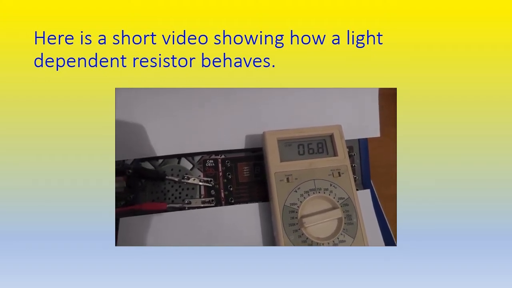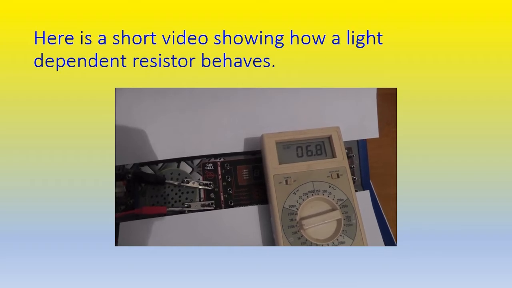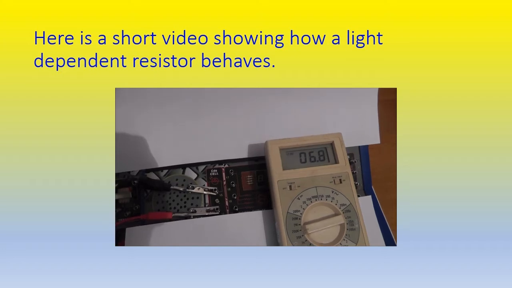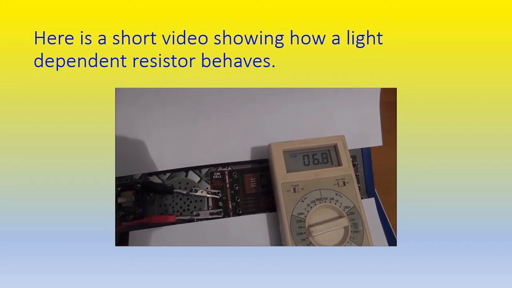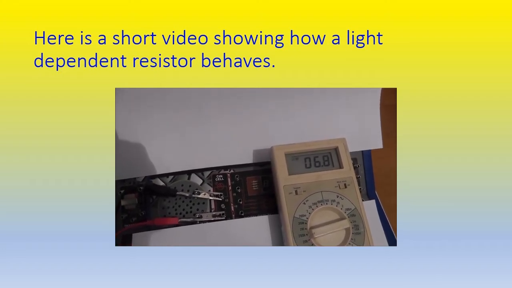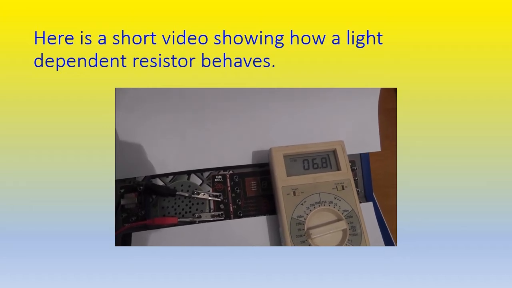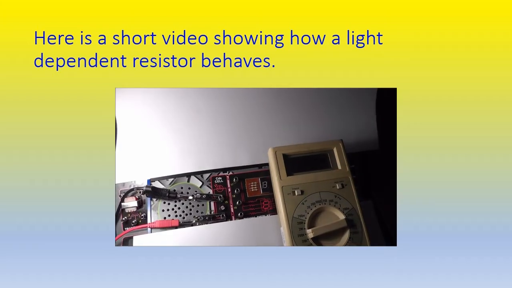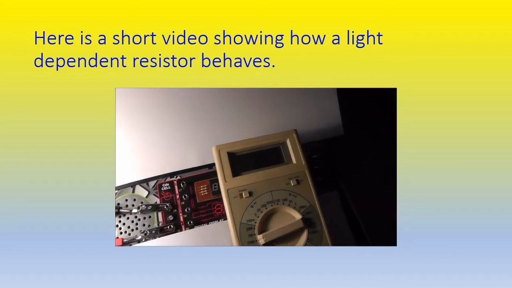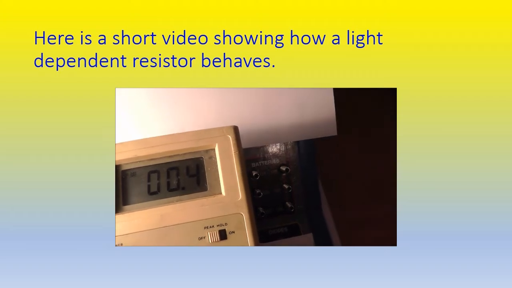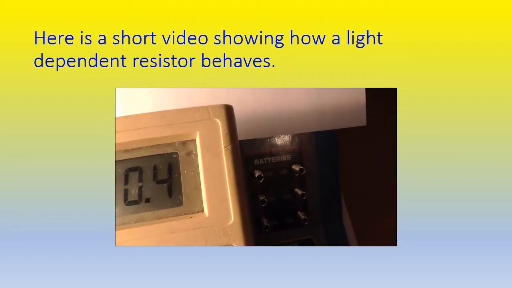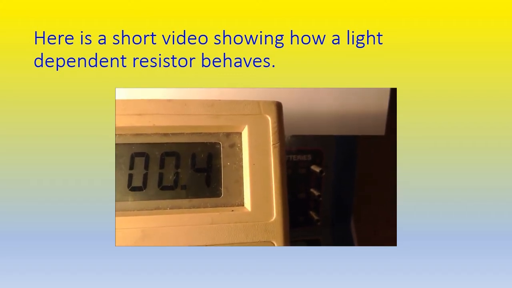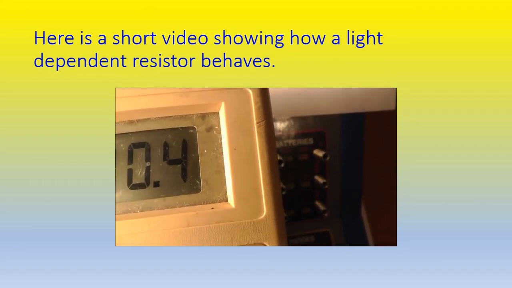You saw when I moved the camera a little bit, I affected the amount of light falling on the LDR and its resistance changed. So at the moment it's about 6.8 times 1000 ohms, which is 6800 ohms. If I now turn on a bright lamp that's pretty close to the actual LDR, we should be able to see that the resistance has fallen to 0.4 times 1000 ohms, which is about 400 ohms.